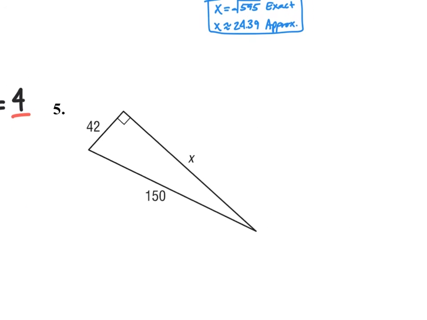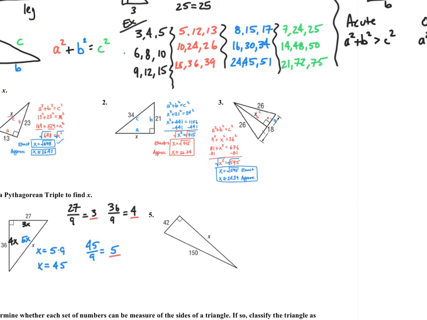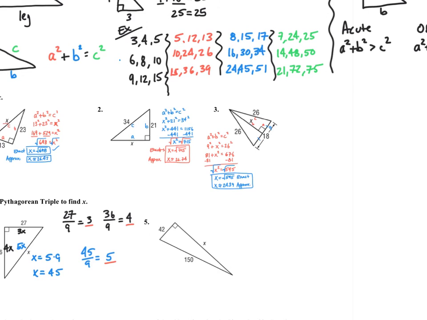Let's take a look at number 5. Okay, on this one, we have a 42 and 150. This one looks kind of crazy, okay? Now, just from my personal experience, I'm thinking it's either going to be a 5, 12, 13 triangle or a 7, 24, 25 triangle. Here's why I think it's a 7, 24, 25 triangle: because the hypotenuse here is 25. I can divide 150 by 25, and I can get 25 out of that.